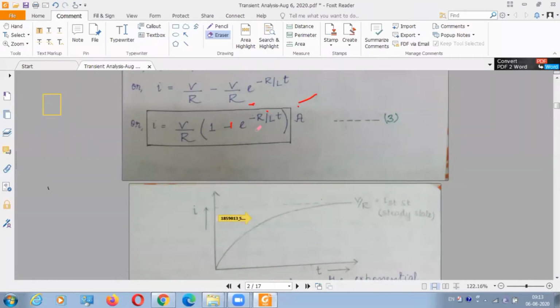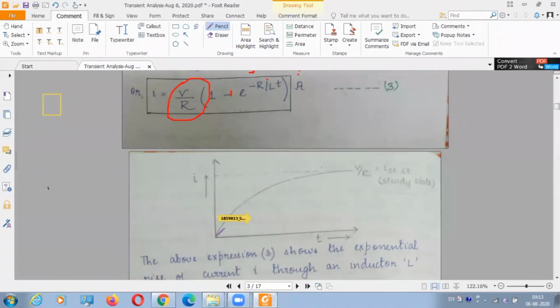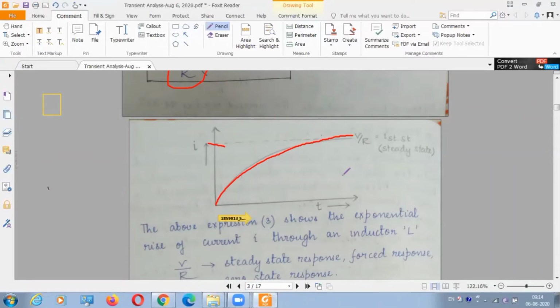what we are getting is a 1 minus e to the power minus at function, and e to the power minus at is a decreasing function, and 1 minus decreasing means increasing. So basically the current I is an increasing function. What will be the maximum value? V by R. So it will start from 0, the inductor is uncharged, it will start from 0 and follow an exponential equation and reach up to a maximum value of V by R. So this is a charging current equation.